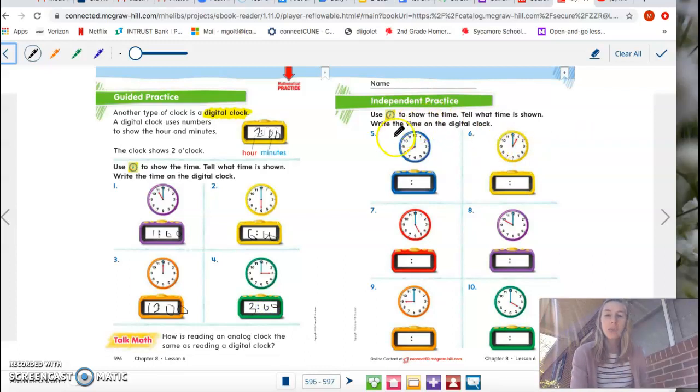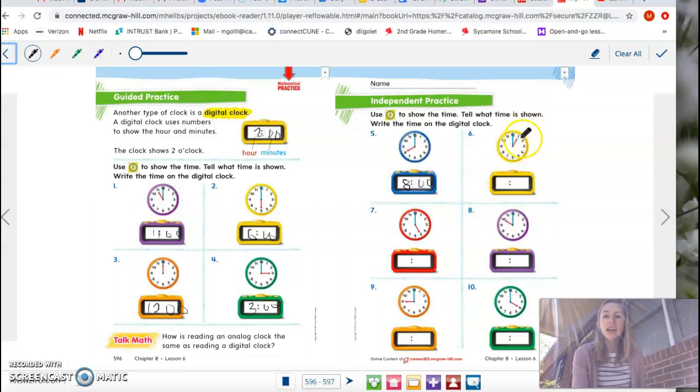All right, here we go. Number 5. Let's see. We need to figure out the hour first. All right, look at that red hand, the hour hand. And it's pointing right at the 8. So we write 8. And that minute hand is pointing right at the 12. 00.